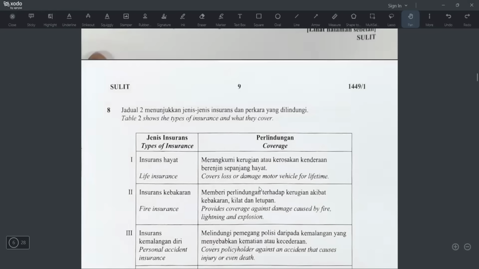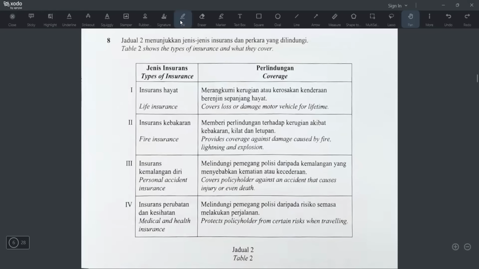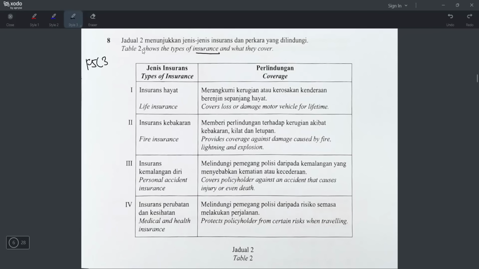All right, that's all. Okay, number 8. This one is insurance, from Form 5, chapter 3. Table 2 shows the type of insurance and what they cover. So life insurance, the coverage covers loss or damage to motor vehicle lah. Bro, no, no, no. Motor vehicle is only for motor insurance. Life insurance doesn't cover that. So this is wrong.